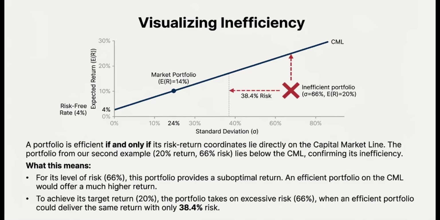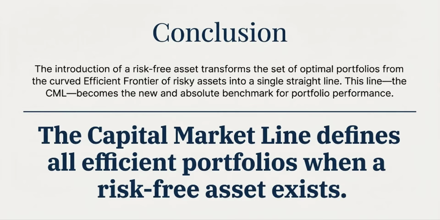So this all brings us to the ultimate final rule. How do we define efficiency in this new world with the CML? The rule is absolute. A portfolio is efficient if and only if it satisfies the capital market line equation, meaning it lies directly on the CML. And if it's not on the line? If it's below the line, like our example, it's inefficient. If you find a portfolio above the line, well, that's theoretically impossible in an efficient market. It would be a free lunch.